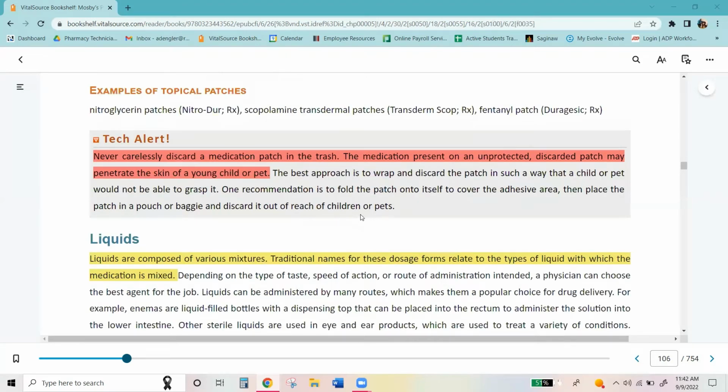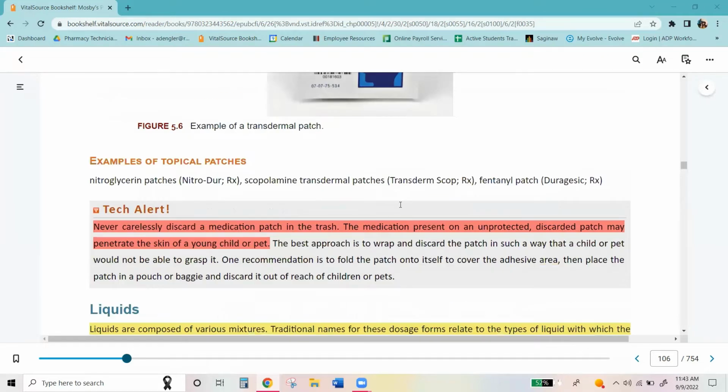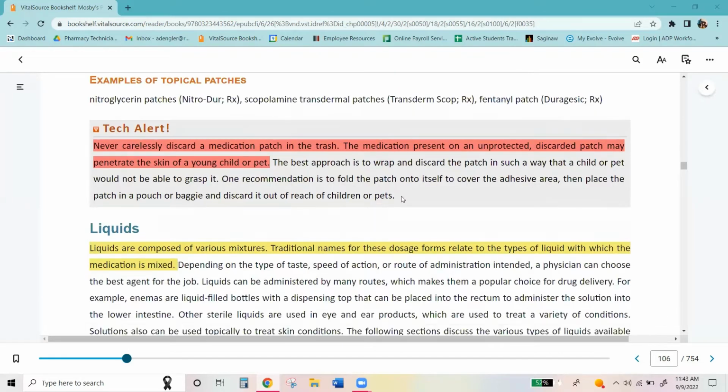And this is just a brief tech alert, not really for us, because we're not going to open the patches, but for patients, they should never carelessly discard a medication patch in the trash. The medication present on that unprotected discarded patch may penetrate the skin of a young child or pet, especially fentanyl. Yes, that is the biggest one to watch.